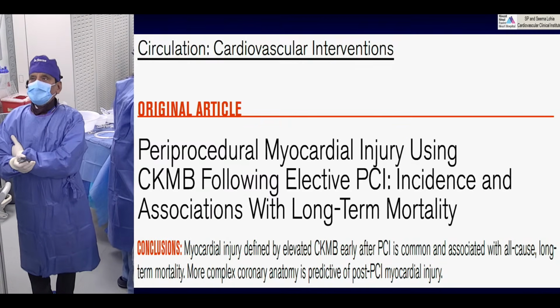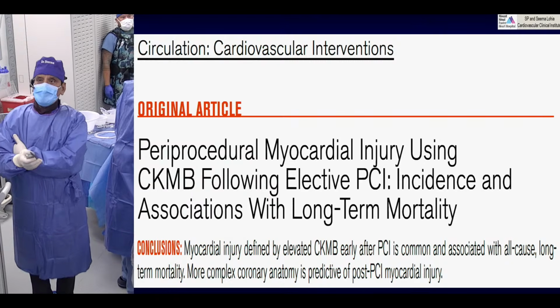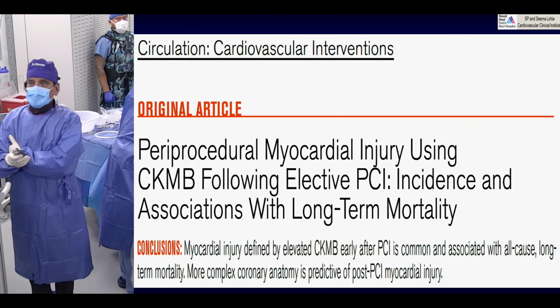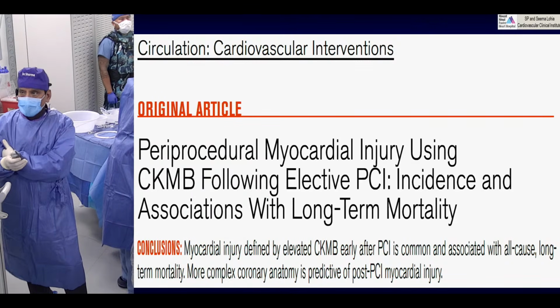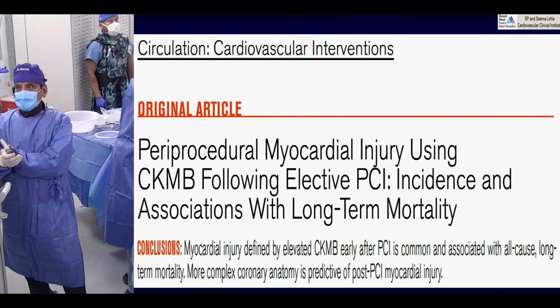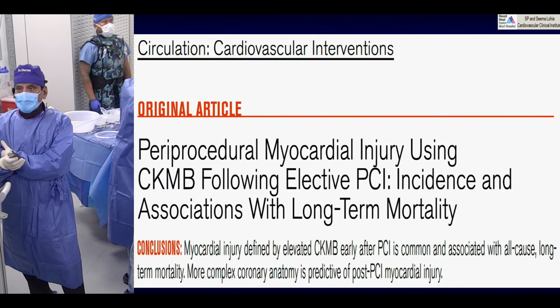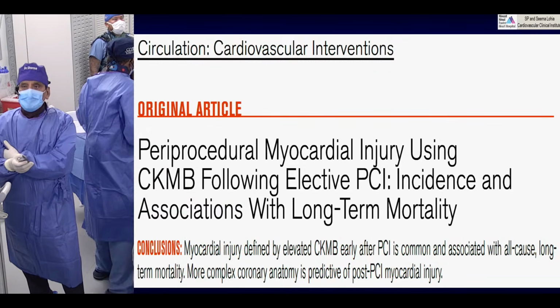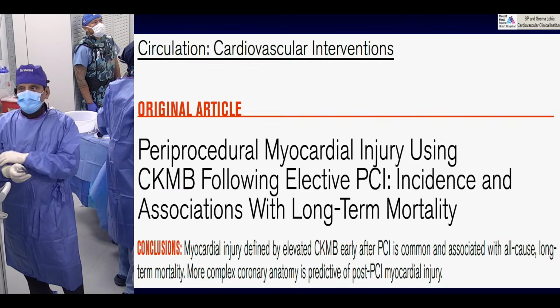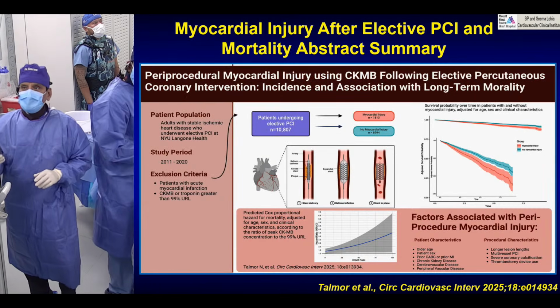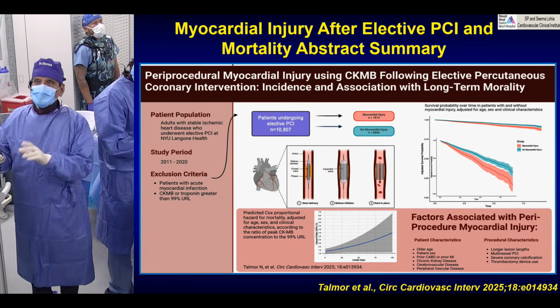So a little surprising. Myocardial injury defined by elevated CKMB early after PCI is common, occurring in 17% of cases, and is associated with all-cause long-term mortality. More complex anatomy is predictive of post-PCI myocardial injury. So basically they put it together. Everything is in a nice graph.